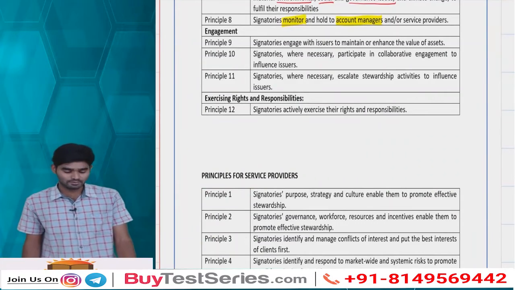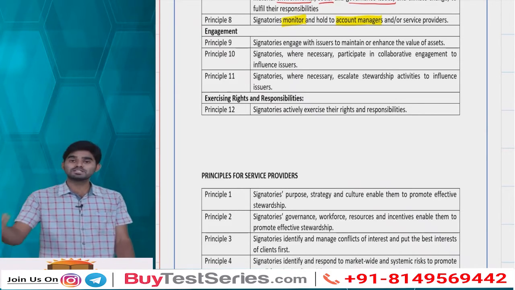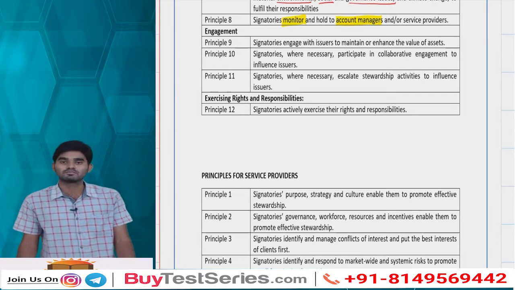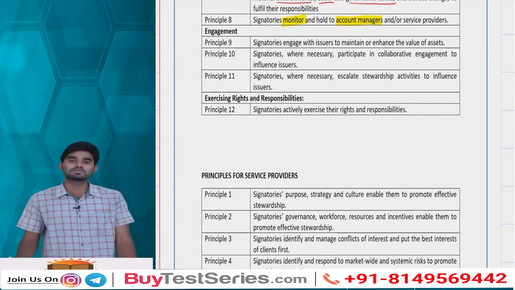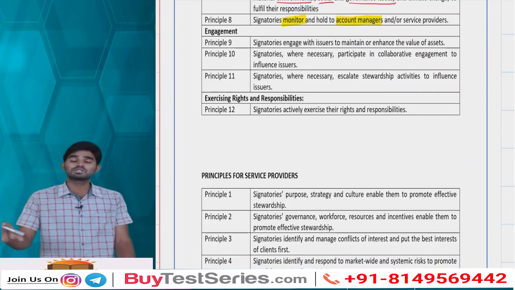Next head, with respect to your engagement. So with respect to engagement, you have three principles, 9, 10 and 11. That is more about engagement and active participation. Stakeholder participation is what we say. So active participation of these asset managers with these investee companies.